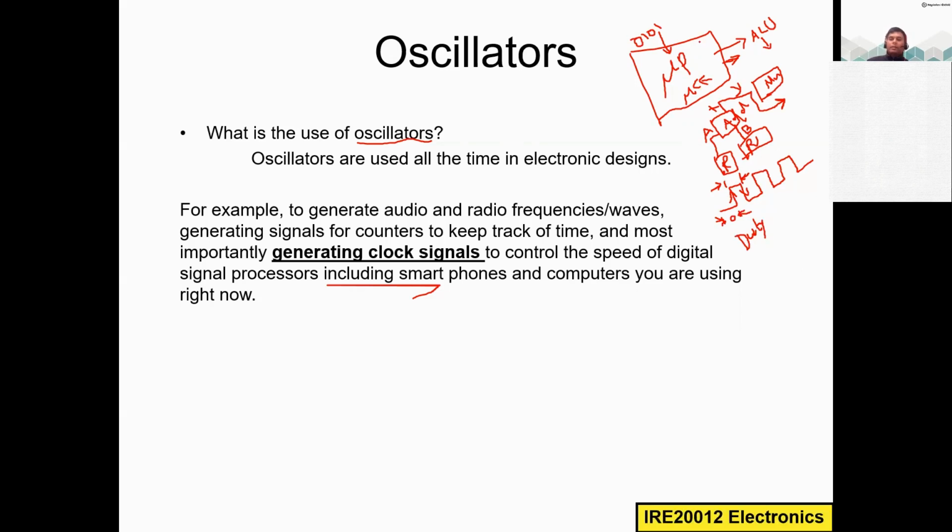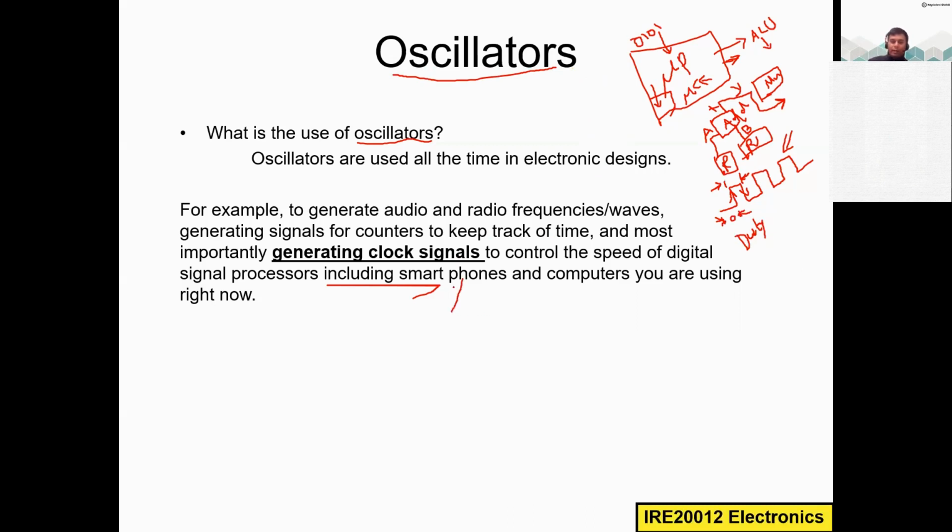Okay, so where do we get this clock signal? Oscillators are the ones generating these clock signals. So we are using oscillators inside this microprocessor. Generally we use crystal oscillators to generate the clock signals because they have low cost and are easy to implement. So oscillators are very important in most electronic designs, used to generate clock signals to synchronize the different blocks.